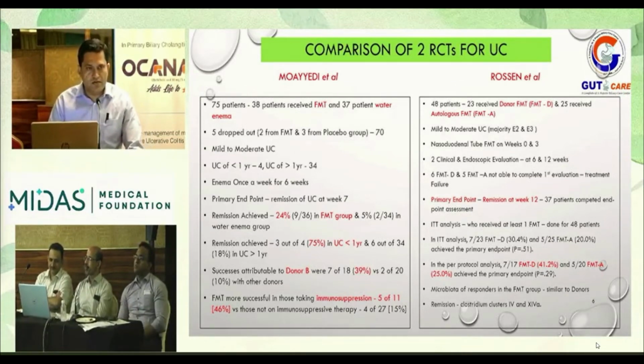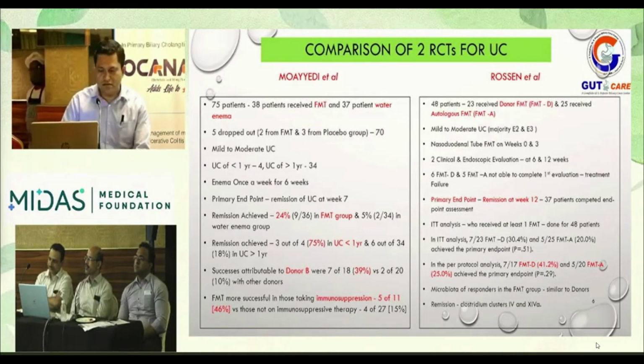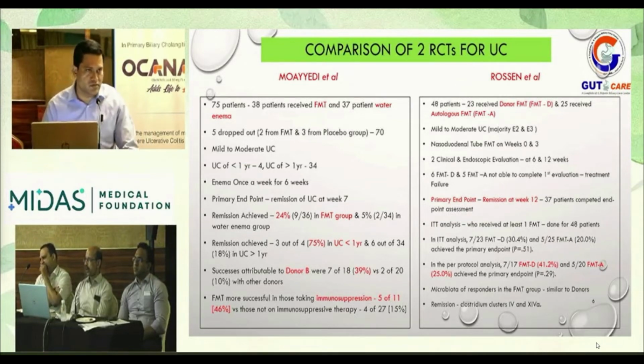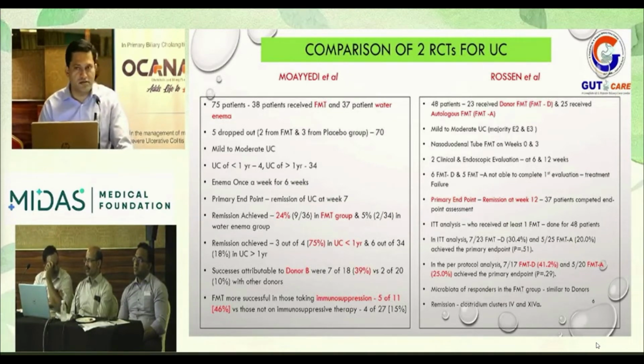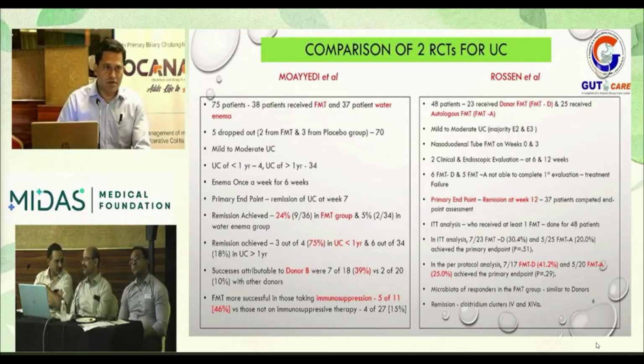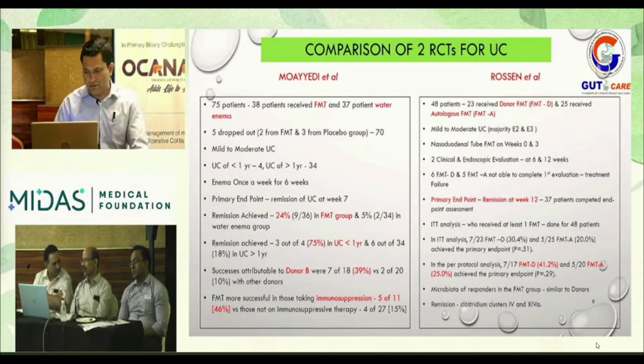They found that the FMT group achieved good remission, about 24% of cases. They also found that those who had UC of less than 1 year also achieved good remission. Along with that, those who were on immunosuppression also achieved good remission, about 46%. They used different donors, but one of them, donor B, achieved more remission in cases, and they found there may be a superdonor phenomenon, where a particular person might have greater microbial diversity, and so results are better with that particular donor.